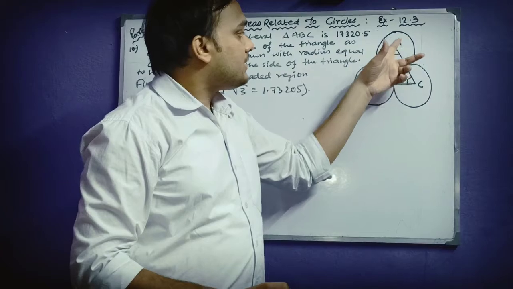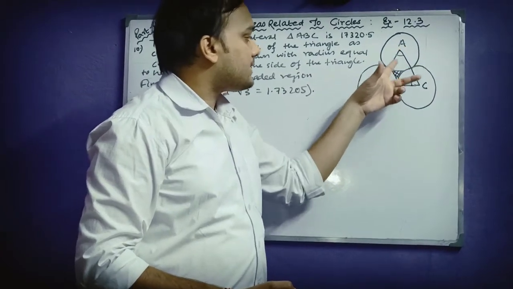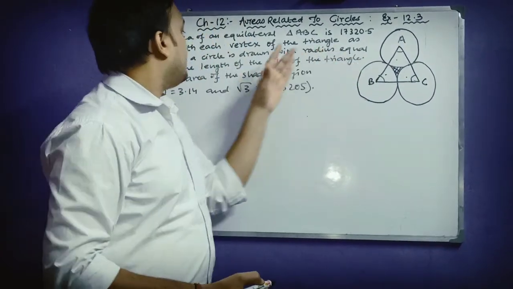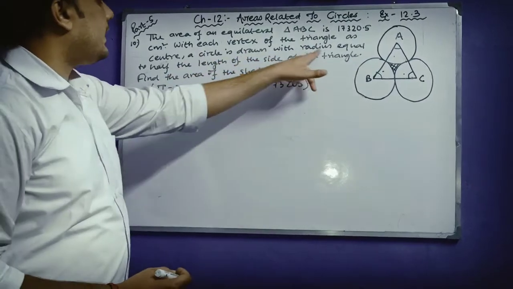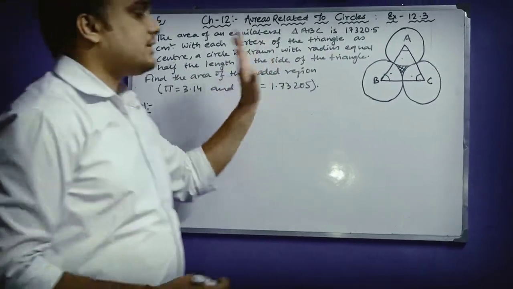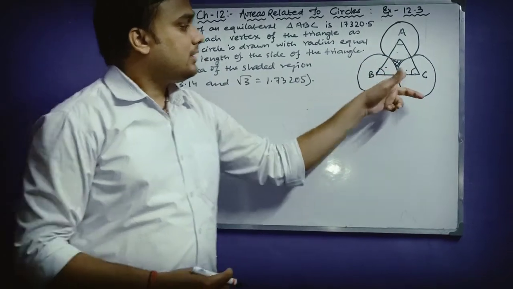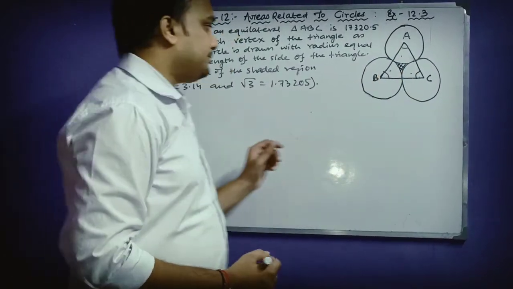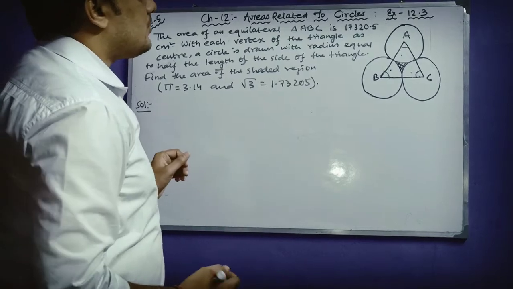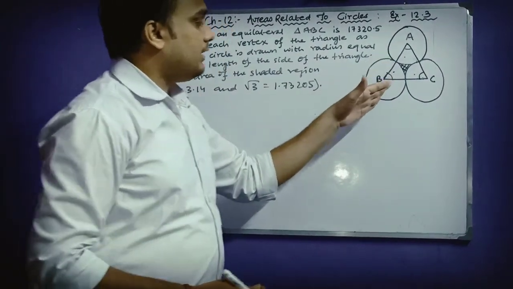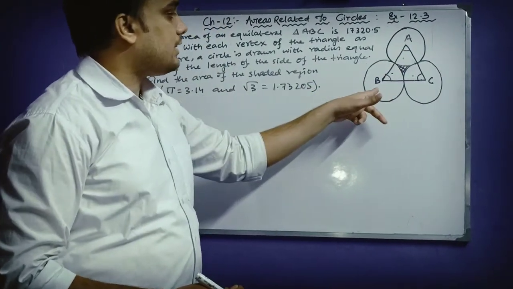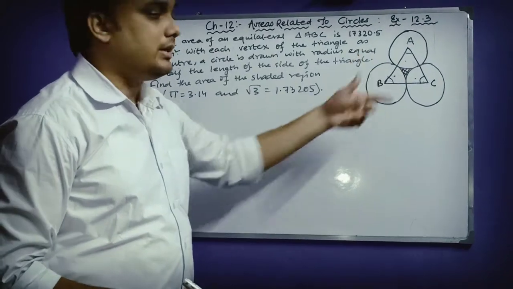Why? Because it's already said in the question that the circle is drawn with a radius equal to half of the length of the side of the triangle, and hence we conclude that the area of the 3 sectors will be equal. Okay, so first we need to find the side of the triangle. After finding the side of the triangle, we will be dividing it by 2 to get the radius.